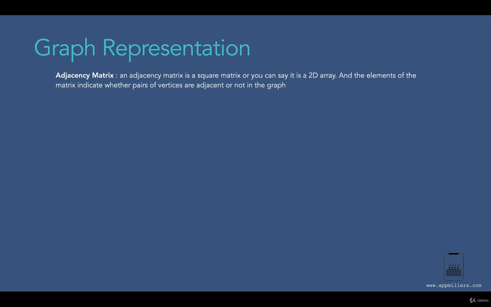Basically, an adjacency matrix is a square matrix, or you can say it is a two-dimensional array. And the elements of the matrix indicate whether the pairs of vertices are adjacent or not in the graph.